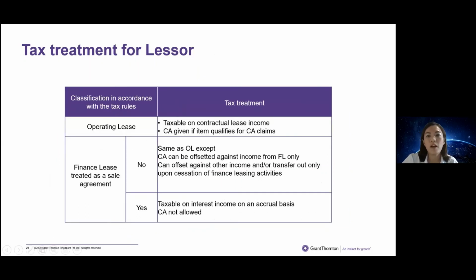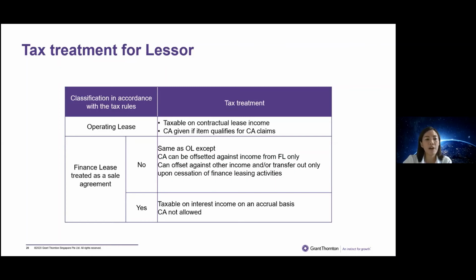Okay, so in terms of lessor accounting, the tax treatment for lessor, in the case where it's an operating lease, effectively the lessor is earning rental income, and it still owns the asset. So what will happen is that the lessor will be taxed on the contractual lease income, meaning the rental income that is earned on a month-to-month or a year-to-year basis based on the contract. Okay, and then if the asset in question qualifies as a plant or machinery for tax purposes, then potentially the lessor can claim capital allowance on that asset.